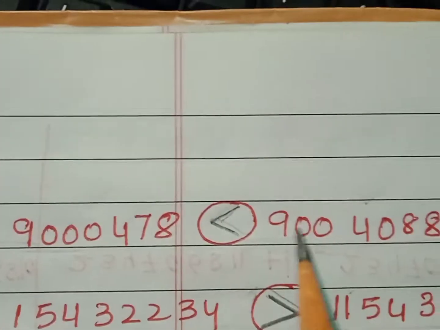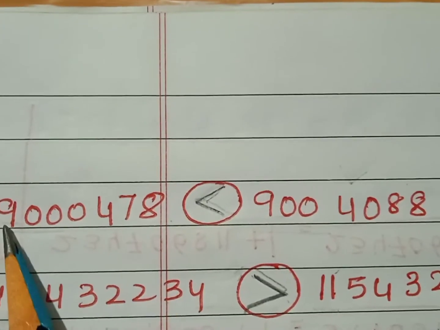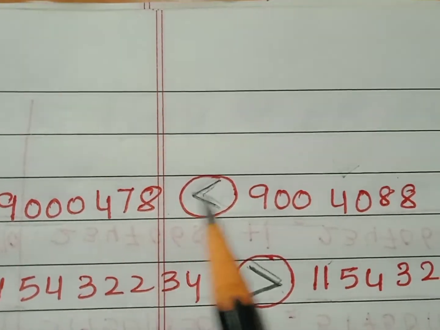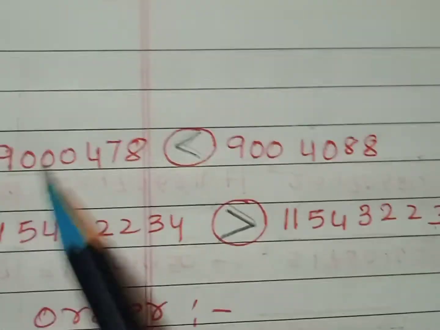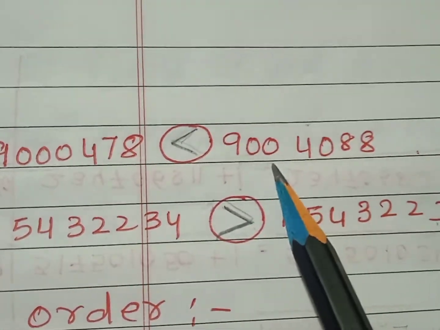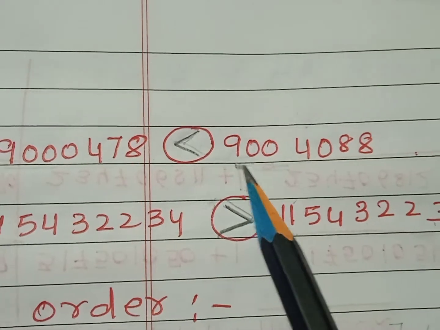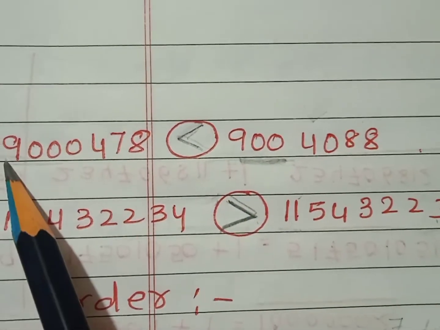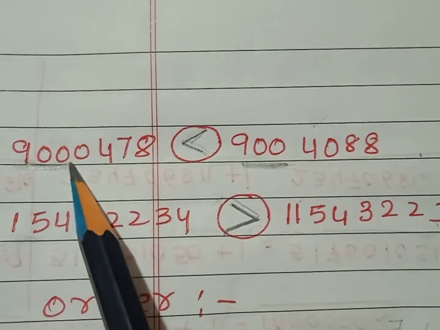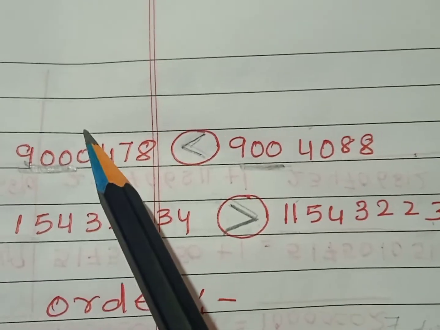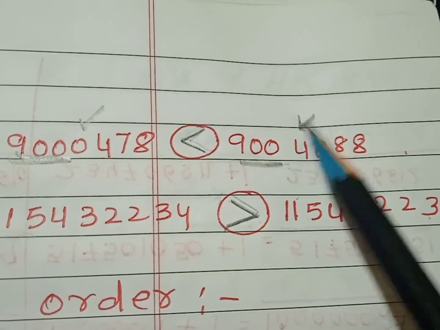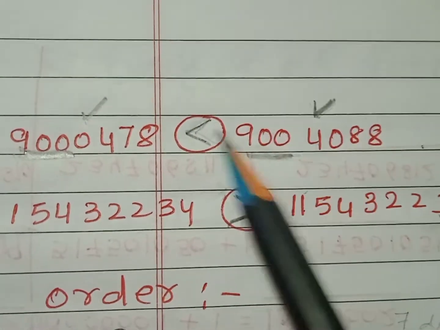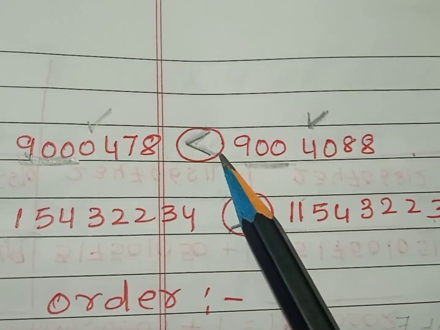Okay, coming to number B. Let's see again, these two numbers are again of the same number of digits, 1 2 3 4 5 6 7, 1 2 3 4 5 6 7. Now let's see what are the digits involved. We have got 900, 900, same here and here. Let's go for the next digit. This is 0 and this is 4. So this is the decider. Which one is bigger? 4. So we get the symbol in this direction.